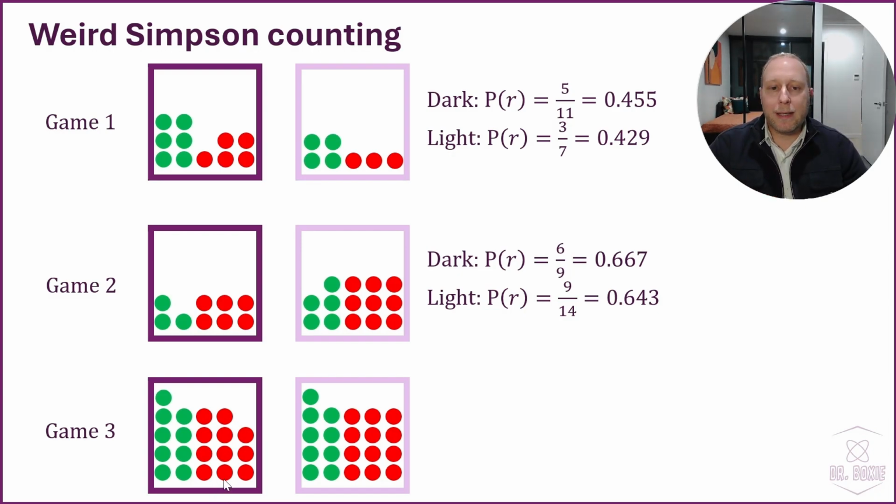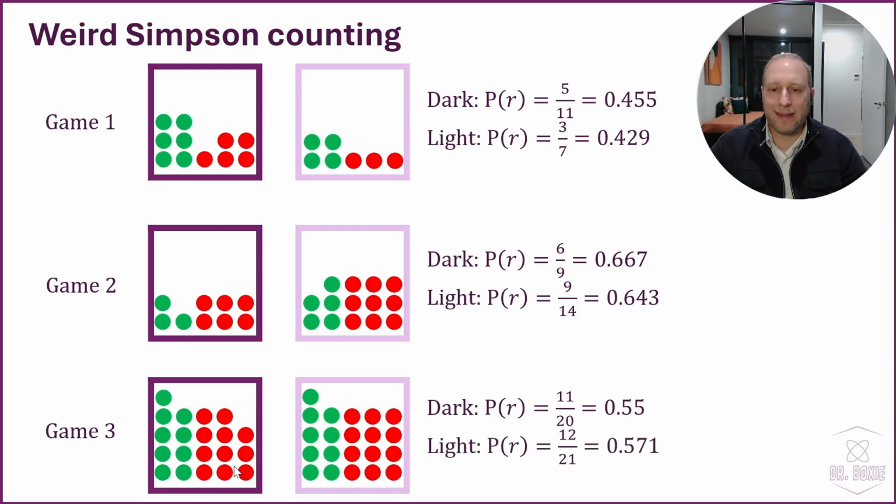The probability of winning this third game with the dark box is 11 out of 20, while the probability to win the game with the light box is 12 out of 21. So you're better off playing in this third game with the light box. Now, notice where the numbers actually came from to understand what happened here.